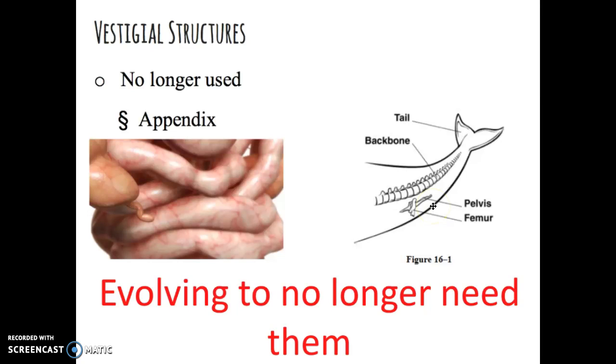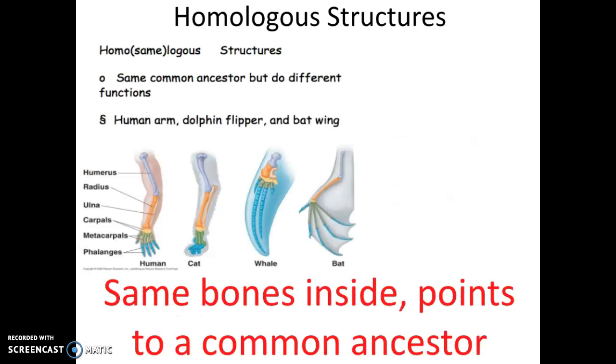Humans also have wisdom teeth we don't need anymore. We have muscles behind our ears that some people can wiggle their ears. That's vestigial. We used to be able to move our ears. We can't anymore. We even have tailbones. So vestigial structures, this is showing evolution. They're evolving to no longer need these pieces and parts of the body.